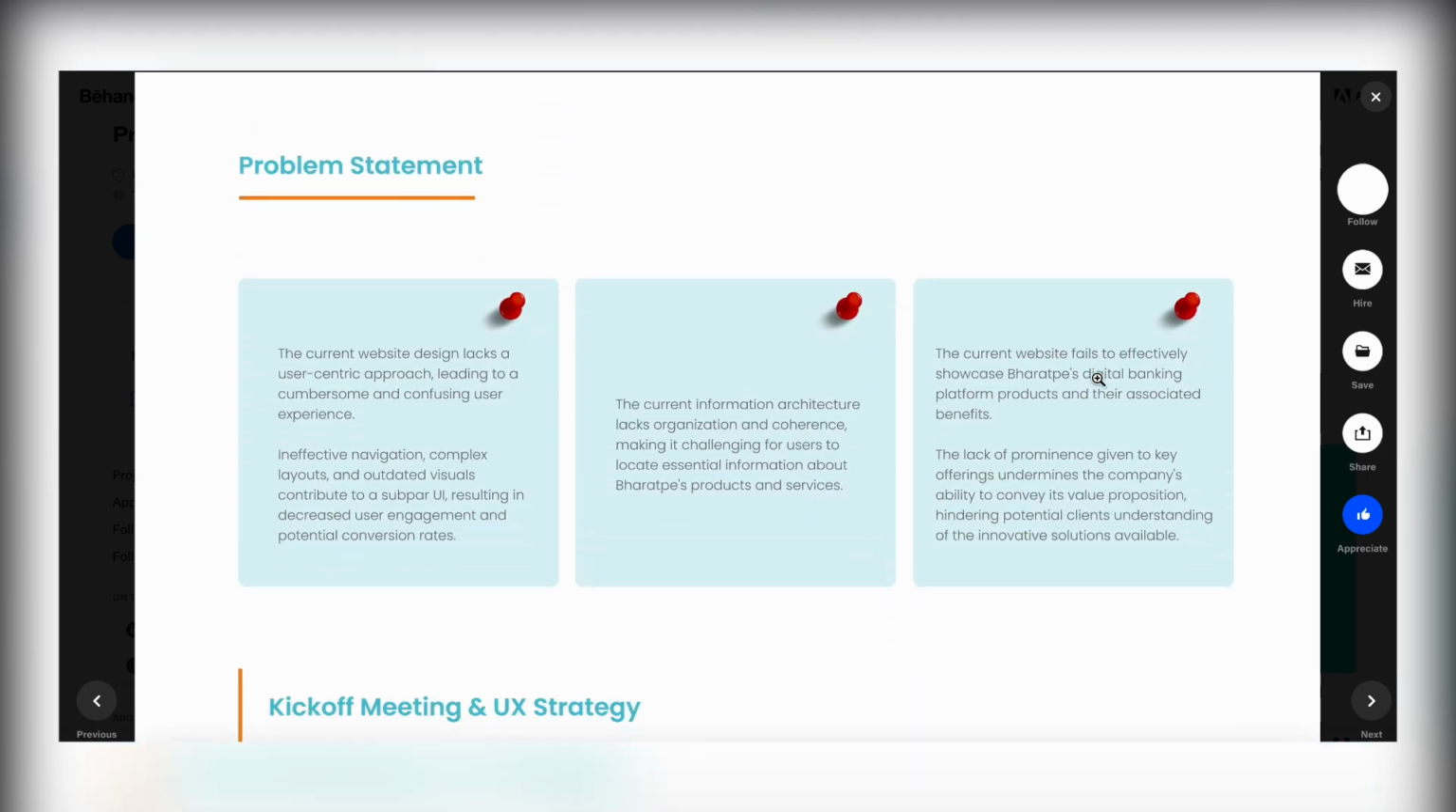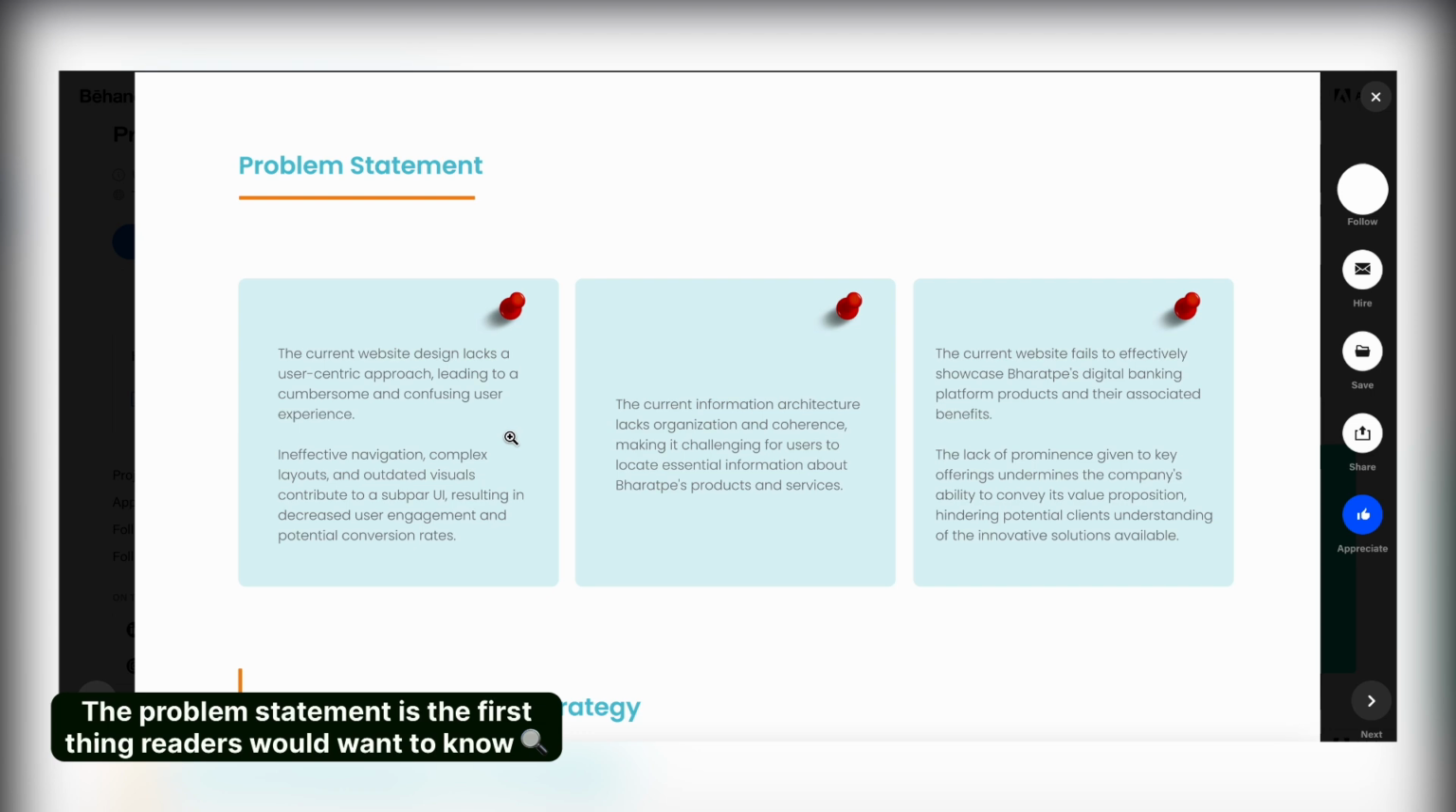Now as a recruiter, I'm looking at 3 different problem statements here. Now, first of all, I don't have that much time to sit and read all of this text. So as a designer, when you're presenting your case study, you should give a very crisp problem statement. 2 to 3 lines maximum. What was this project about? What is the main problem you were solving for?